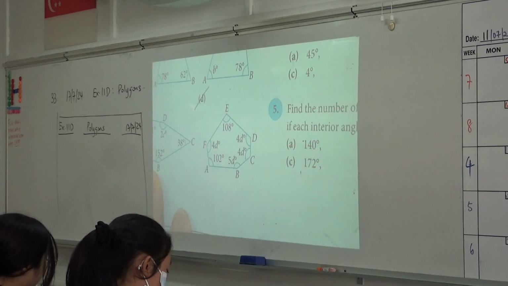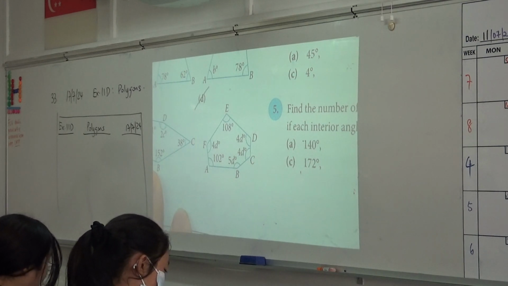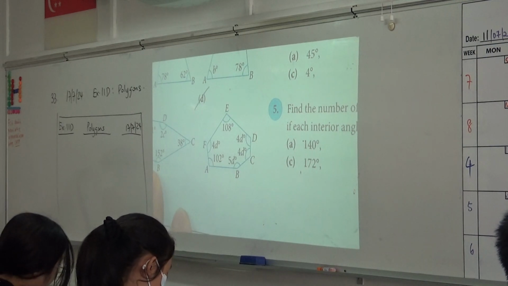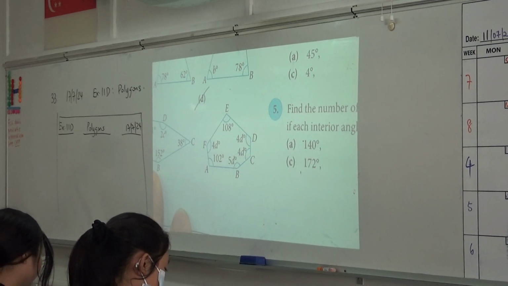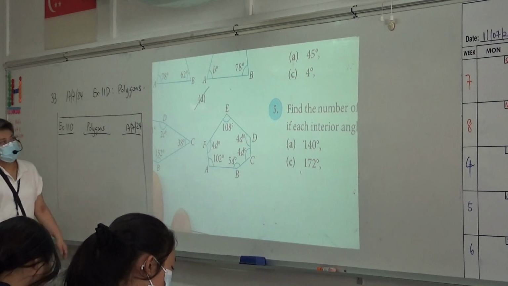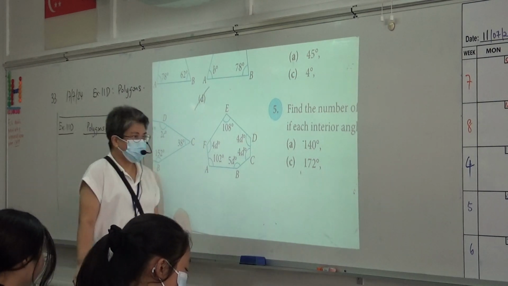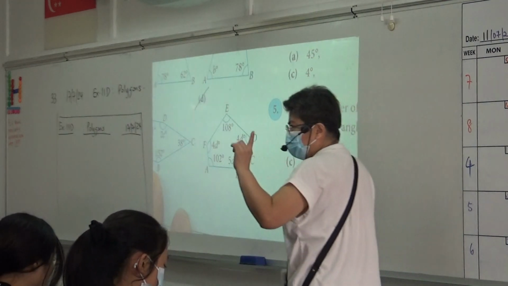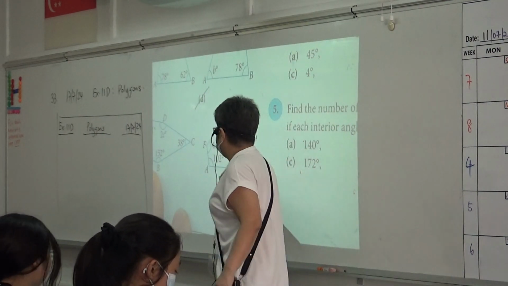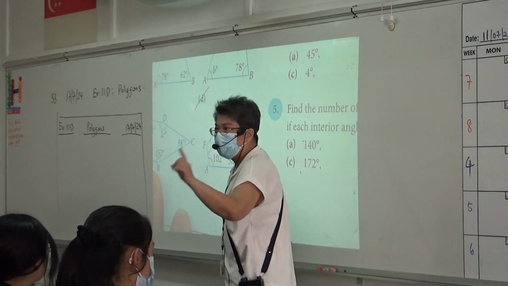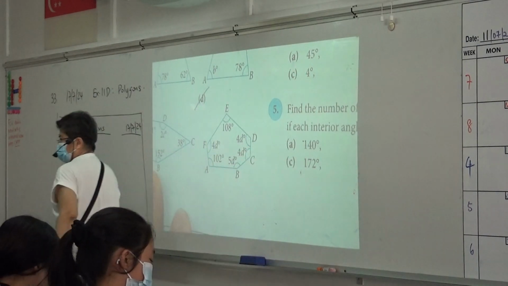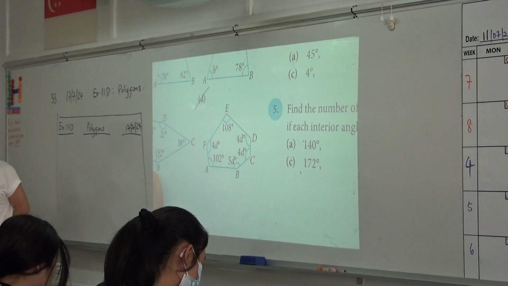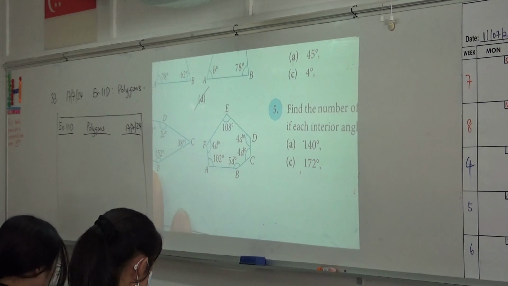Now, the question says find the value of the above. First thing I want to tell you, this polygon, you cannot count wrongly. How many sides? You count wrongly, this die already. Count also don't know how to count.